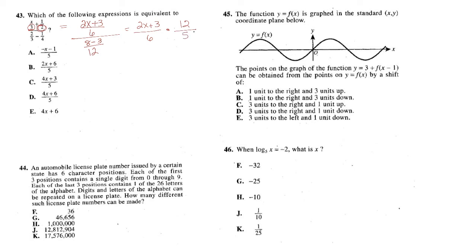And so let's see, our 6 will cancel into 12, leaving 2. And when I multiply this, I get 4x plus 6. And over in the denominator, I'm going to get 5. So that looks like we're going to have answer choice D.